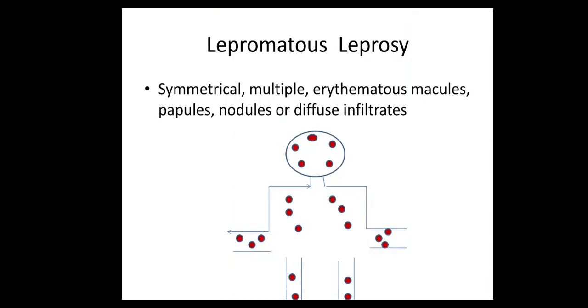Okay, so lepromatous leprosy, the usual presentation is they can either present as nodules or macules or papules. Here is a picture wherein you can see that the patient presented with multiple nodules on the forehead and on the nose, causing disfigurement. So how do you describe it? These are symmetrical, multiple, erythematous lesions, usually in the form of macules, papules, nodules, or they can be diffuse infiltrates. Symmetrically they will be seen.